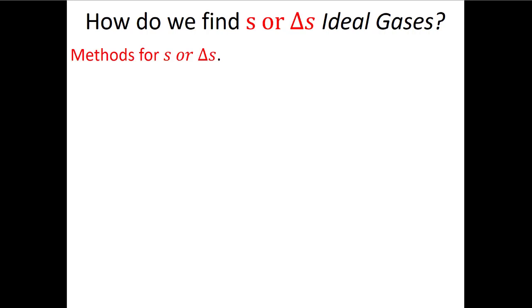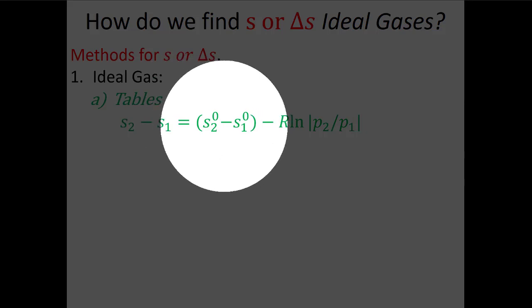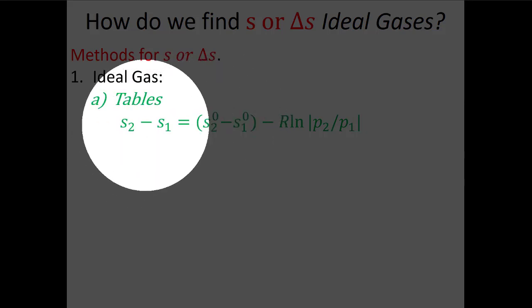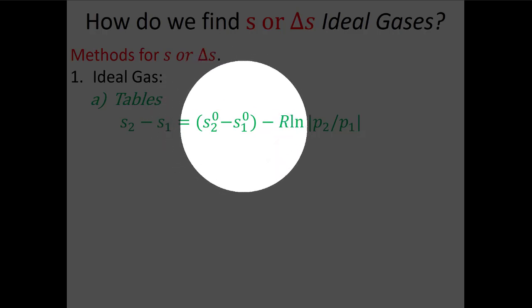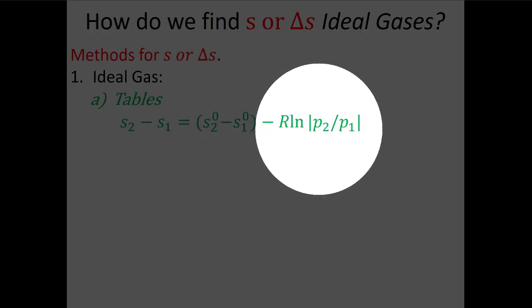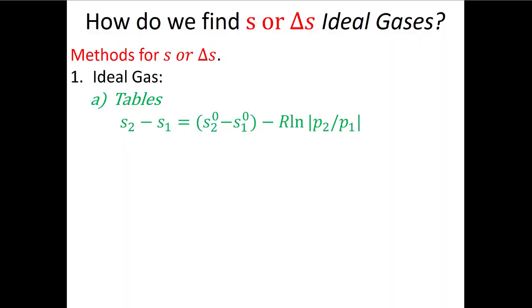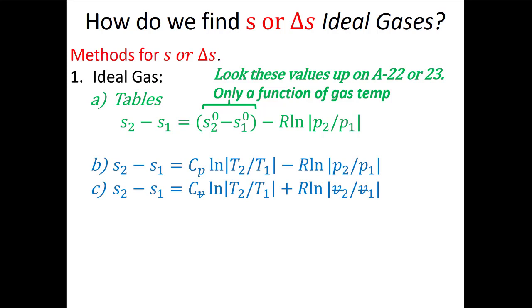So what am I going to do? First, I'm going to find delta s using the tables. So here I know the tables, s2 minus s1 is going to be the change in s superscript 0, right? Notice this is s2 minus s1, so this is s2 superscript 0 minus s1 superscript 0. This tells me how the specific entropy is changing because of the temperature. And then I have this term which is related to the pressure, right? So now I got to look for A22 or A23. In this case, it's air, so I look on A22.